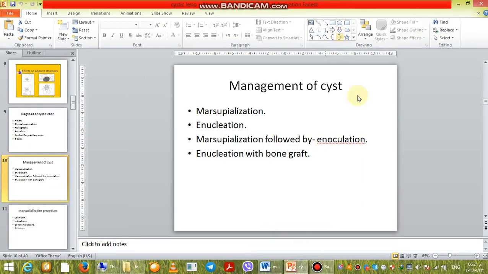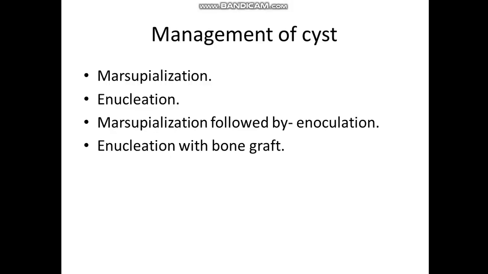Now, our lecture today is management of cystic lesion of the jaw. How we can manage cystic lesion of the jaw. In general, there are two methods mostly used for the management or treatment of cystic lesion of the jaws. These are either marsupialization or enucleation.